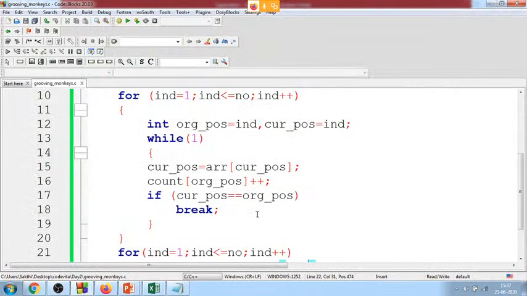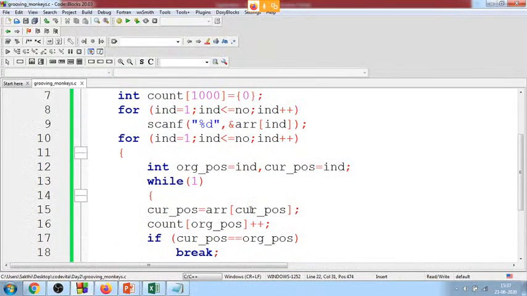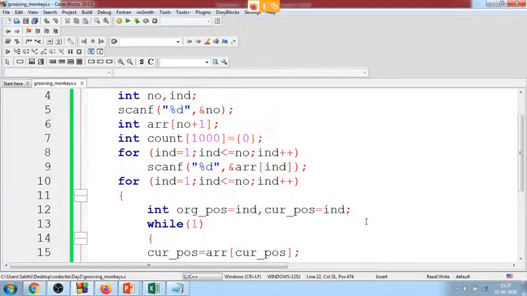Is that clear so far? Guys, is that clear so far? Okay, we'll proceed further.